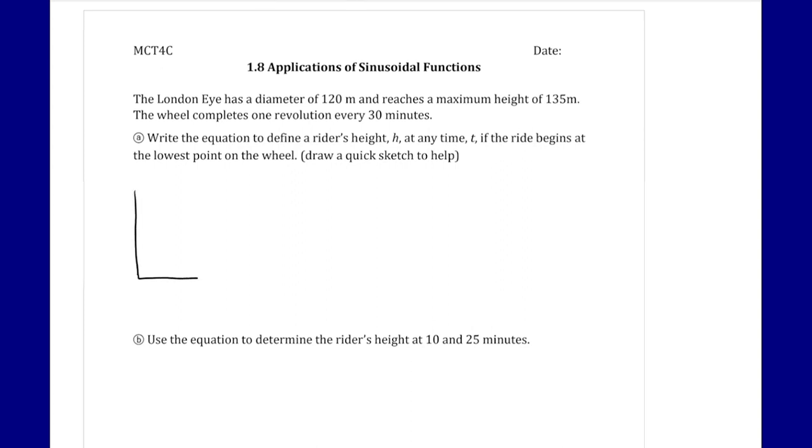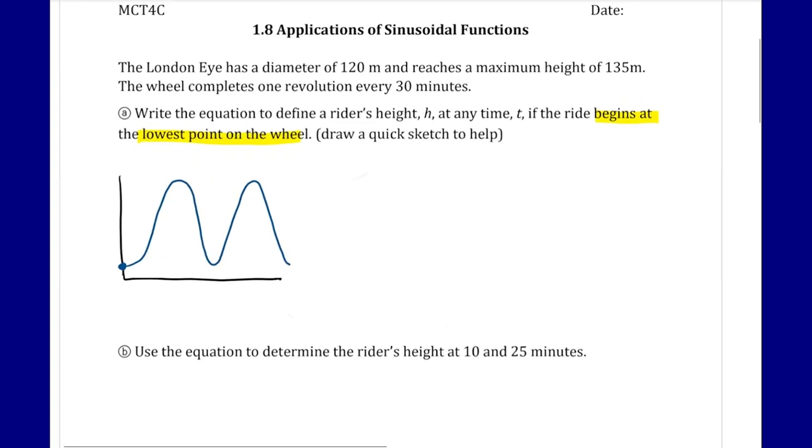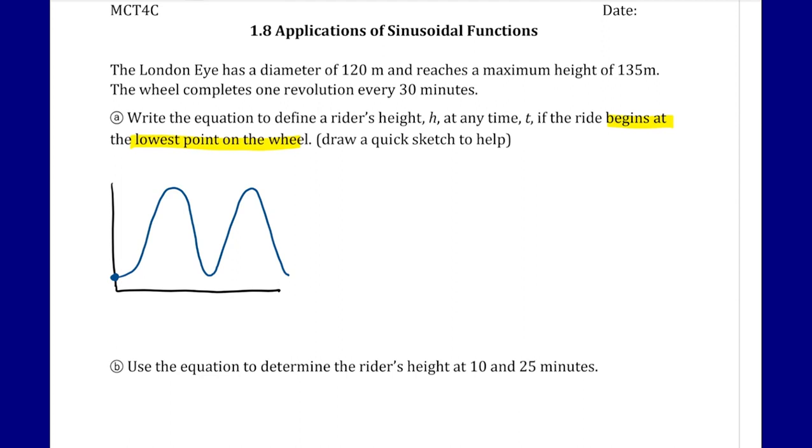So I'm going to draw just a quick rough axes, and a quick sketch of what this graph should look like. It does tell us that the ride begins at the lowest point. So I'm going to start at the bottom. And if we think of riding a Ferris wheel, we go up to the top and back down. Up to the top and back down. Now, realistically, this should be the exact same graph or the exact same heights and distances because the wheel isn't changing. But again, it's just a quick sketch just so we can put some rough numbers in.